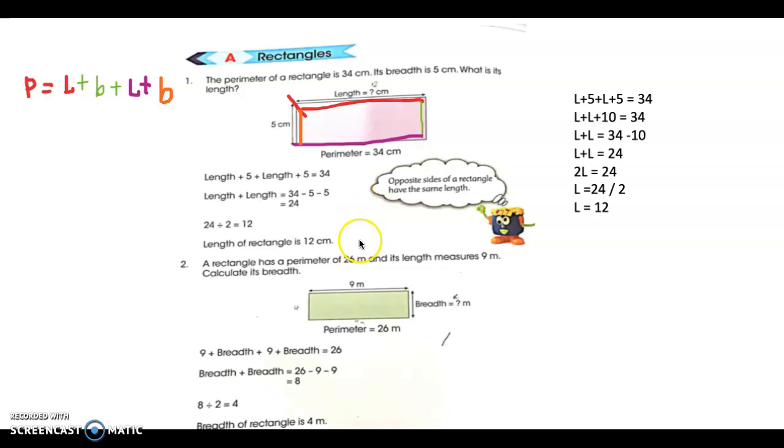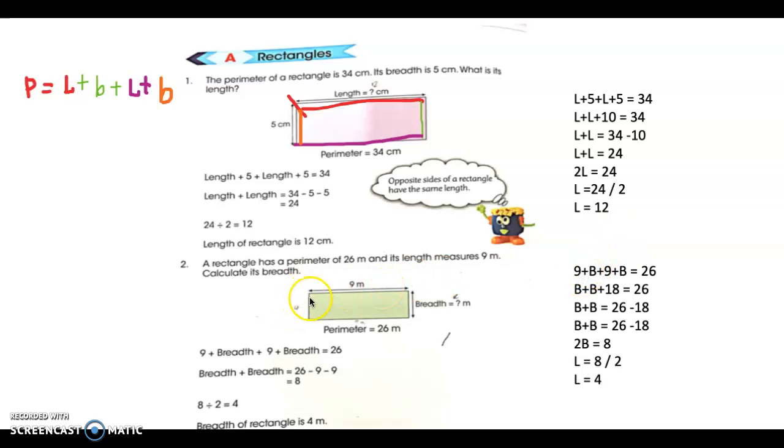Now this one, a rectangle has a perimeter 26 and length measures 9. This time length is given, breadth is not given. Again, it will be like this because we are adding, right? We are starting from this point: 9 plus b plus 9 plus b equals 26.